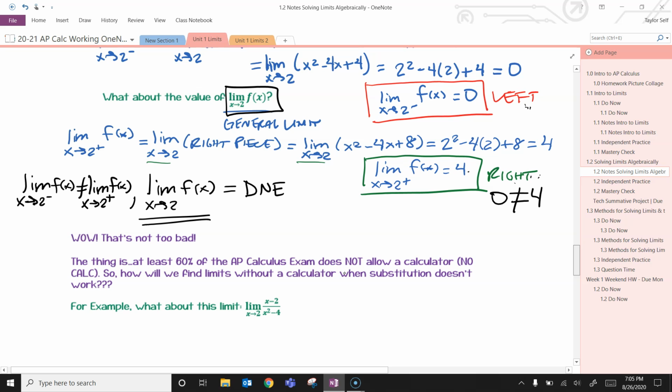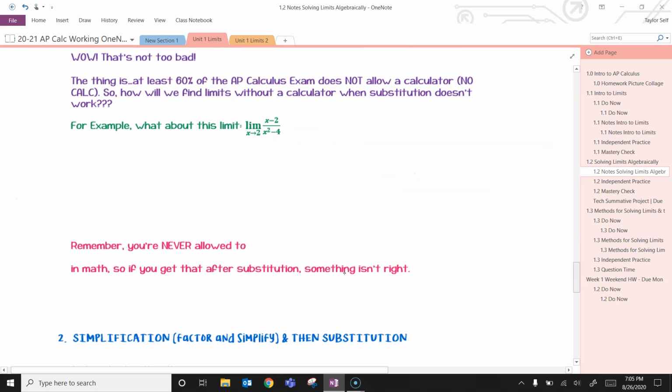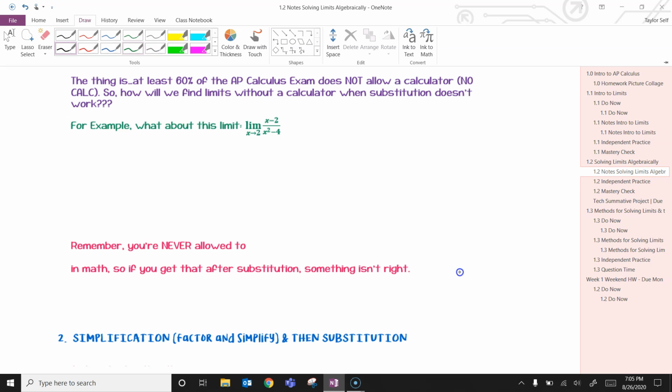Okay, let's keep moving. That's not too bad, right? Substitution is not too bad, but in most cases, you will not be able to use a calculator to solve limits. So how do we solve a limit without a calculator when substitution does not work?